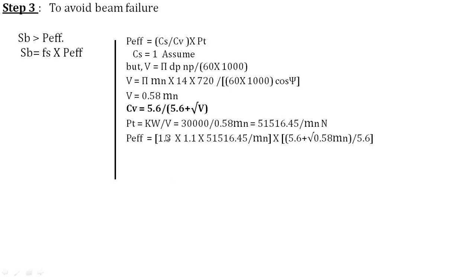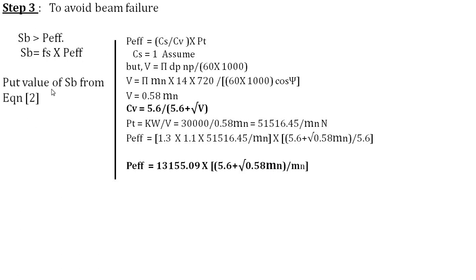Now put the value of CS, CV, Pt. But here the concentration factor, load factor and application factor are given. Whenever another factor is given, at that time we need to multiply it into the CS. So 1.3, 1.1 and 1 is the CS into PT. We already got the value of PT in terms of Mn, and the value of CV is this one. So finally, by simplifying the terms, we will get the P effective in terms of Mn.